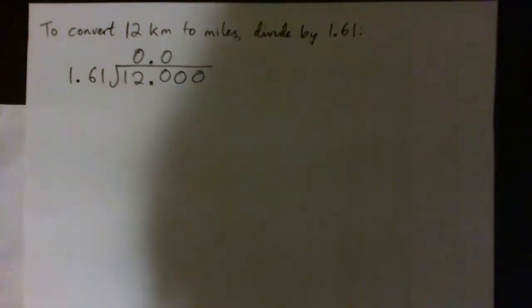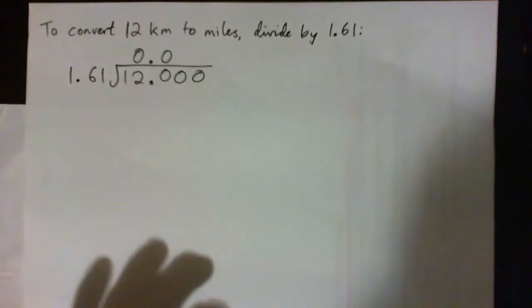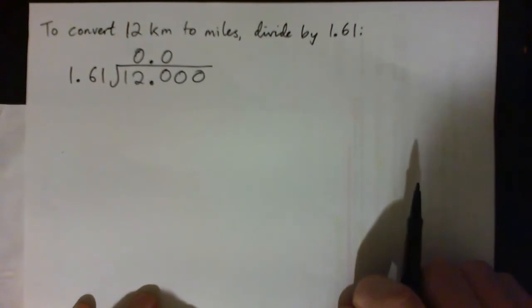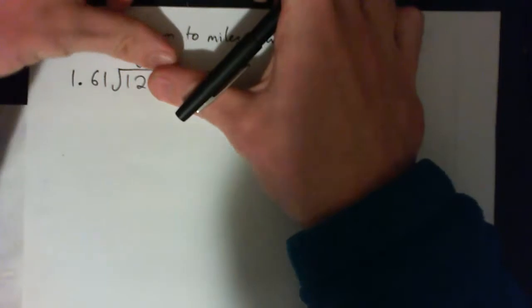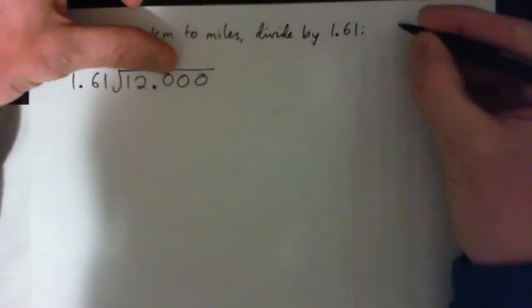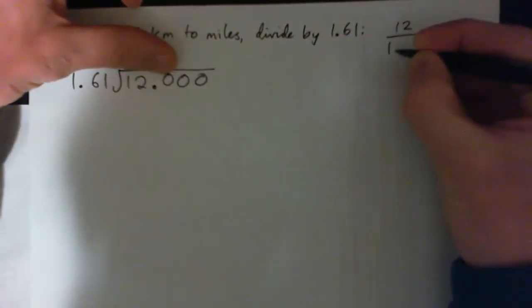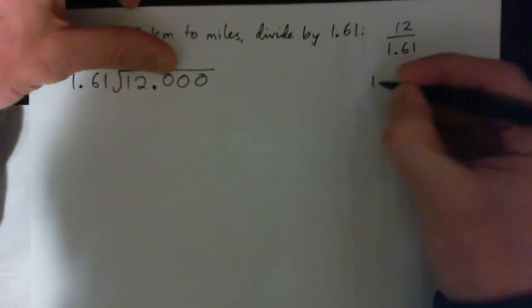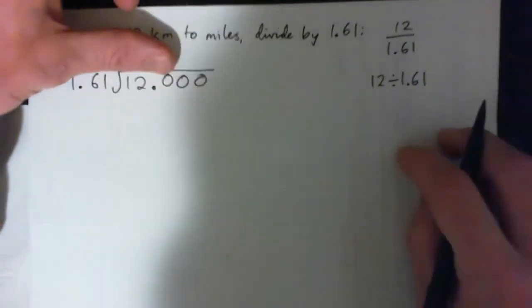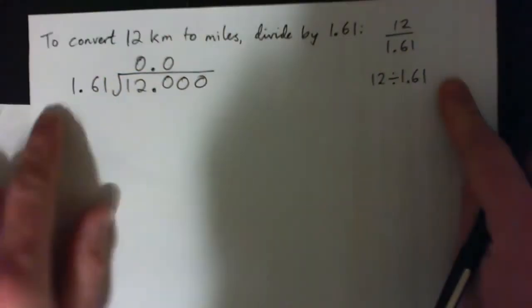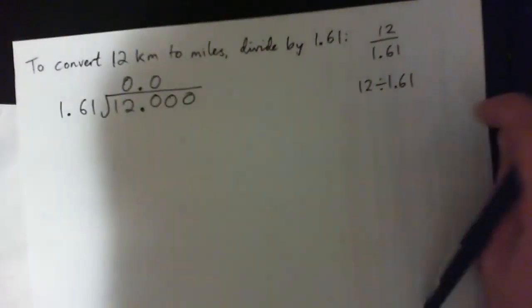Okay, so in this video, we're going to convert 12 kilometers to miles by dividing by 1.61. So we've got to go 1.61 into 12, right? So that's the same as 12 divided by 1.61, okay? Well, it's 1.61 into 12. Now, what did I forget to do?